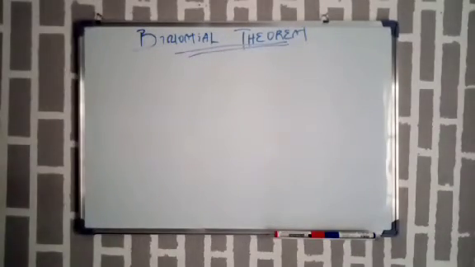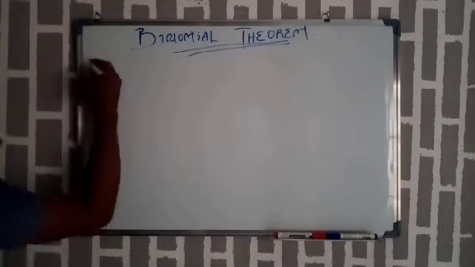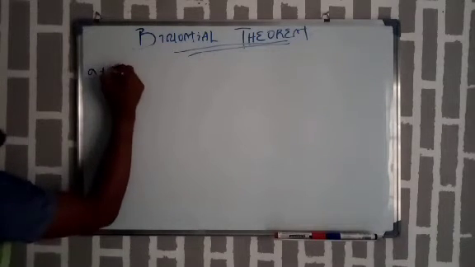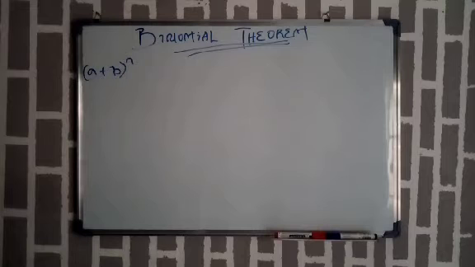Binomial theorem. So I'll take you through some examples. Before we go into the examples, I'd like you to know the general formula of the binomial theorem, which is: if you're given a plus b raised to power anything, let's call it n, raised to power n.